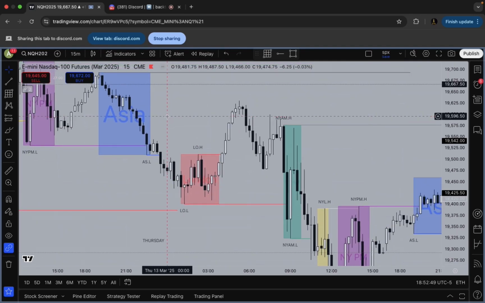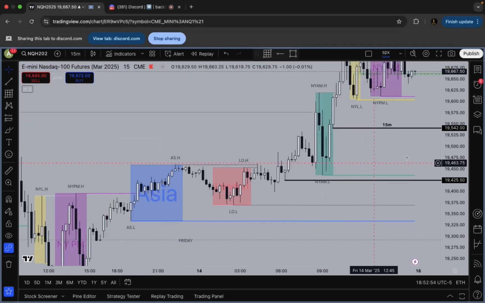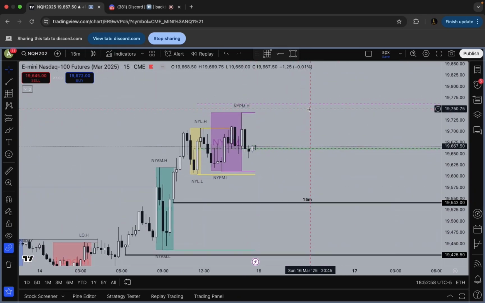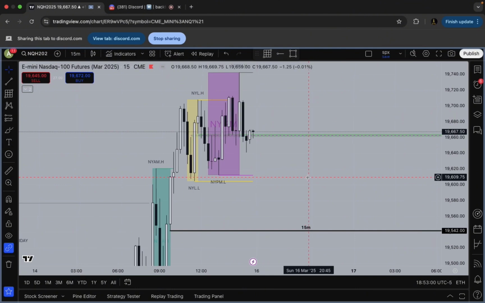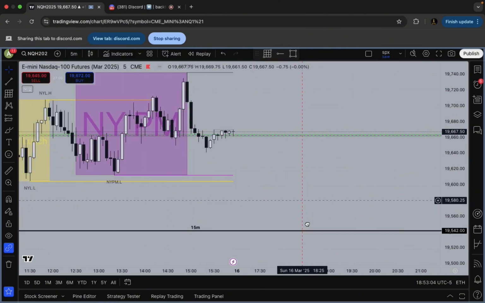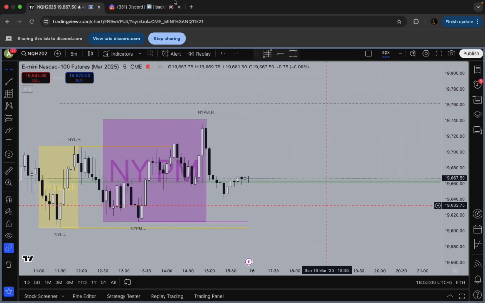And also, if Asian or London session lows or highs are swept before you hop onto New York to trade, then you don't have to worry about them. They've already been reacted with, interacted with, so you don't need to expect the market to trade higher into them.